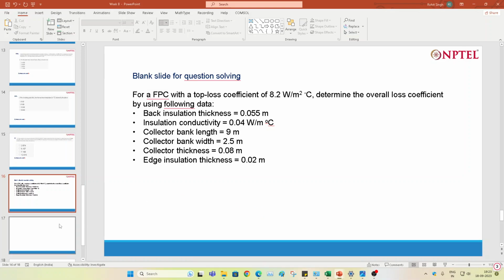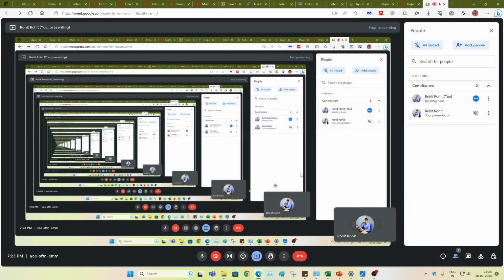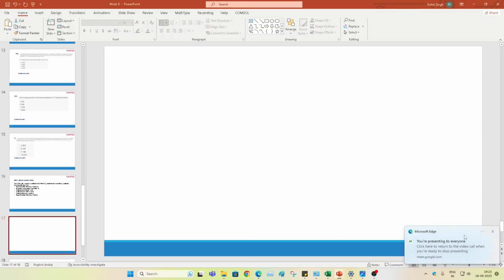Now let us try this question. So this is how you can approach this question. Let me show you the approach. The first thing you can do is to calculate the back loss coefficient UB. So UB is Ki upon delta.